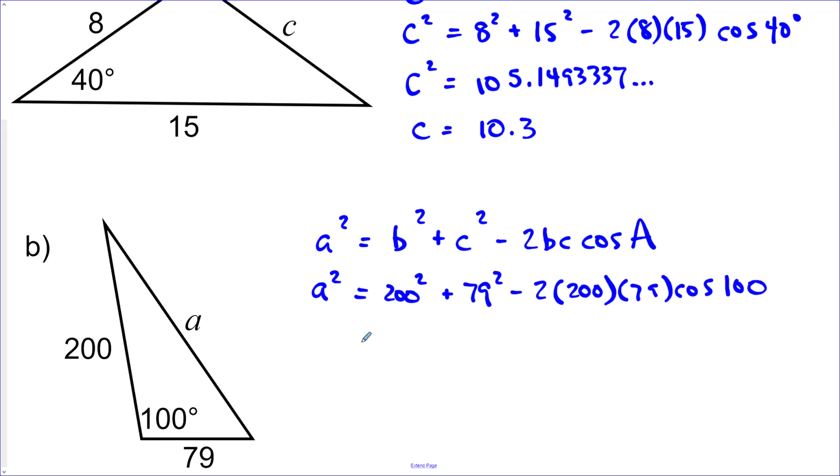And we should get that A squared is equal to 51,728.28. That's obviously too big, so we take the square root of both sides, and we get 227.4, and there's no units, so that's how we will leave it.